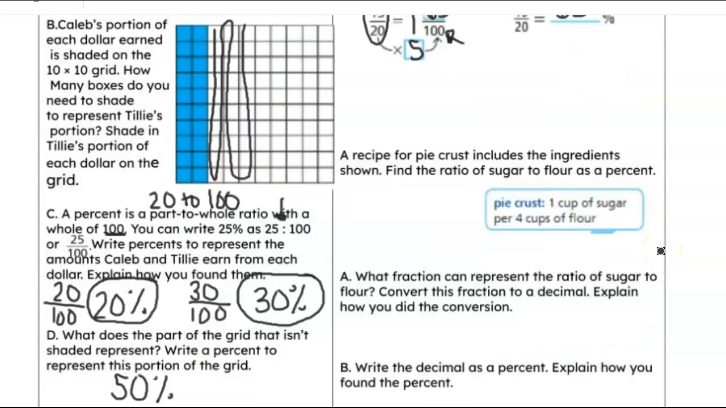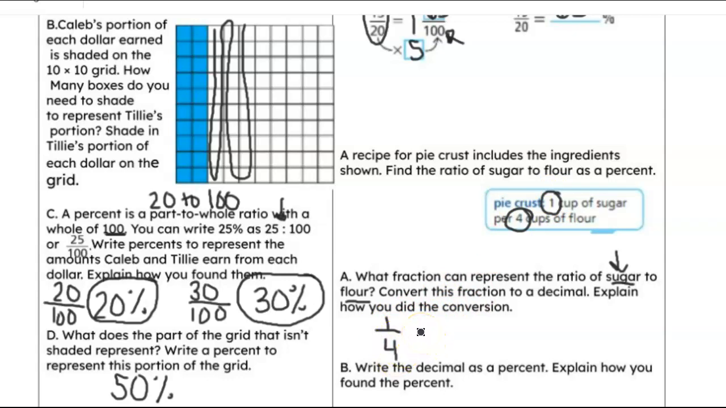The next one: a recipe for pie crust includes the ingredients shown. So I have that right here. Find the ratio of sugar to flour. We have 1 cup of sugar per 4 cups of flour. What fraction can represent the ratio of sugar to flour? They asked for sugar first, so I'm going to put 1 because we have 1 cup, and then we have 4 cups of flour, so 1 over 4.